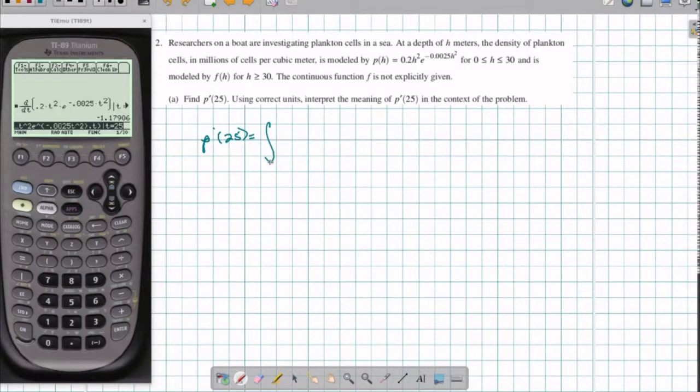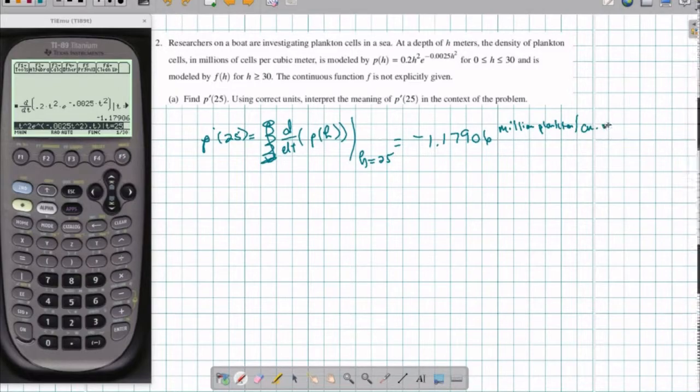And so when I do this, I find out that P prime of 25 is equal to the derivative of P of h at h equals 25, which is negative 1.17906. And keep in mind that this is a rate of change, so this is going to be million plankton per cubic meter per meter.